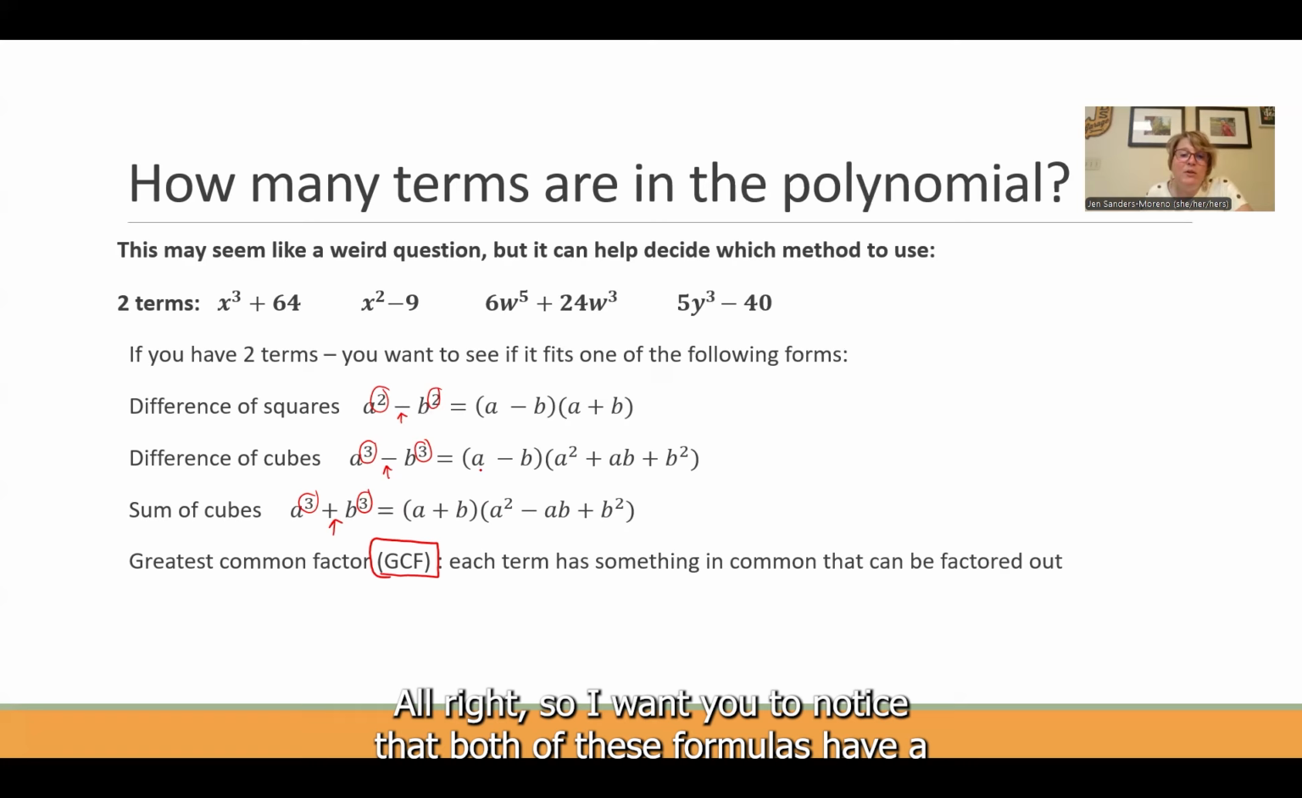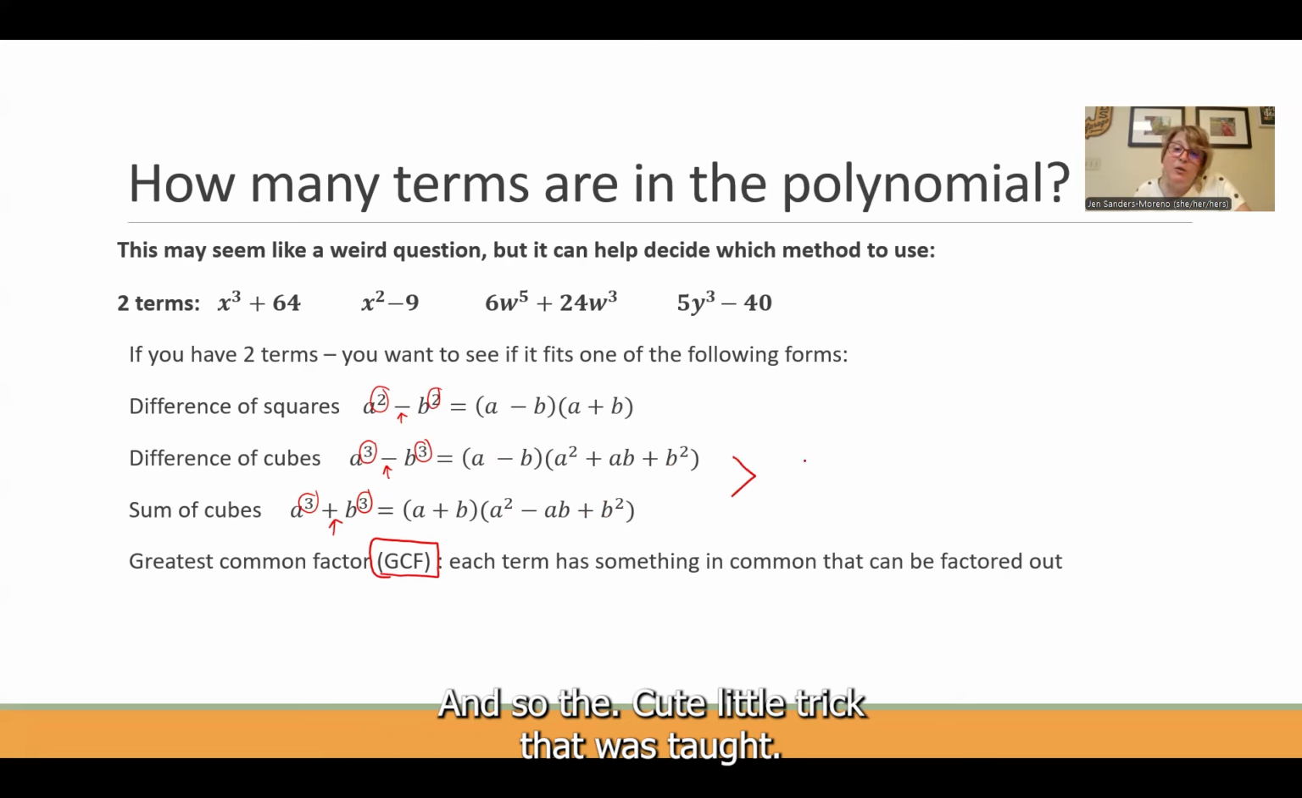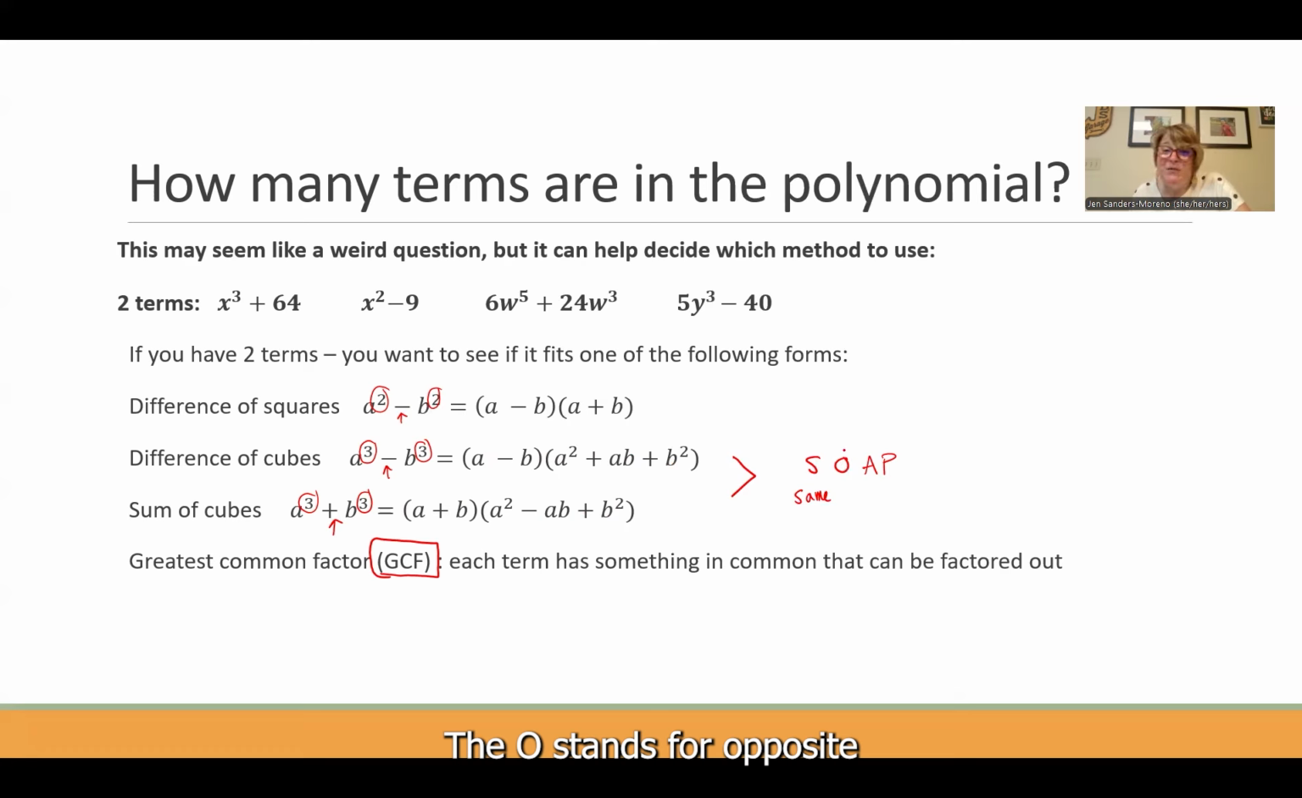All right, so I want you to notice that both of these formulas have a squared, ab, b squared. But the signs in between are different. And so the cute little trick that was taught to me was SOAP. So the S stands for same. The O stands for opposite. And AP stands for always positive.